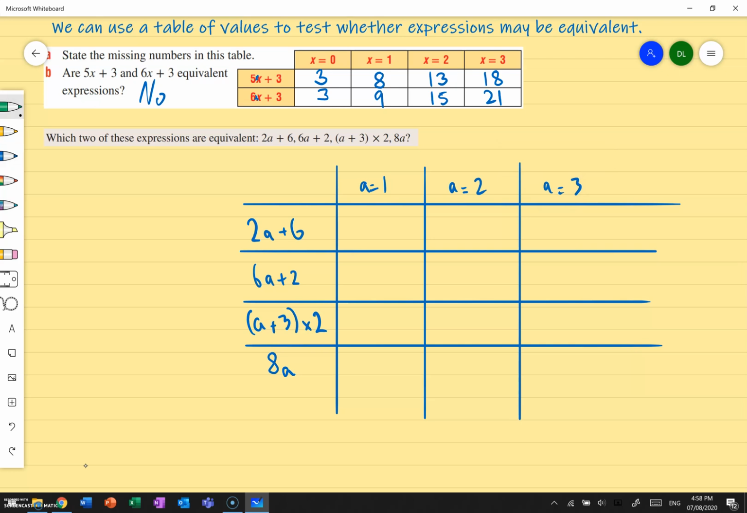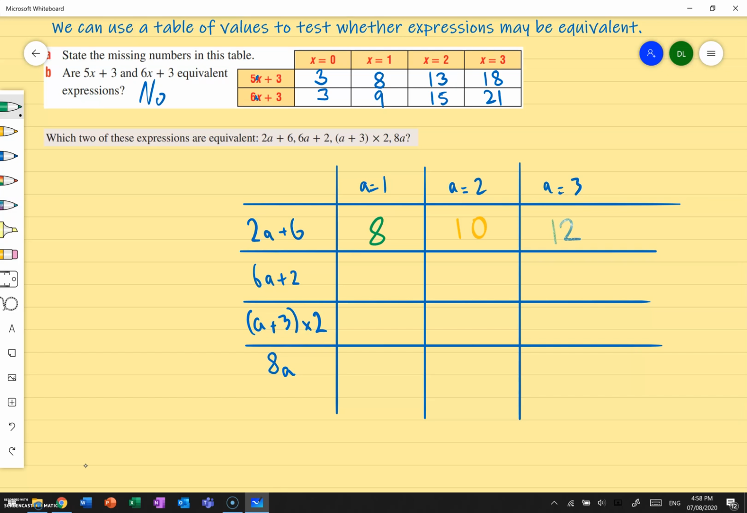So I've got a equals 1 in the first one, so 2 times 1. I'm focusing on this one over here. So 2 times 1 gives me 2, plus the 6 gives me 8. And then I've got a is 2, so I've got 2 times 2, which gives me 4, plus the 6 gives me 10. I'm doing these in different colors on purpose, and I'll explain it later, sorry. I've got a equals 3, so 2 times 3 is 6, plus 6 gives me 12.